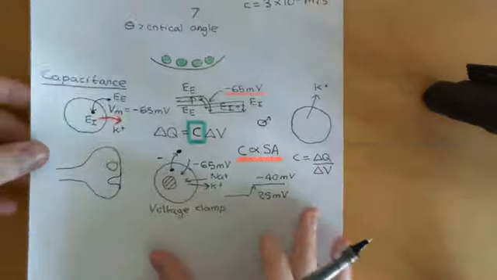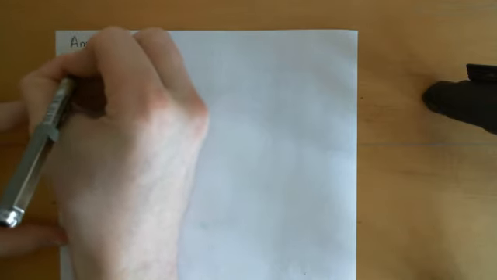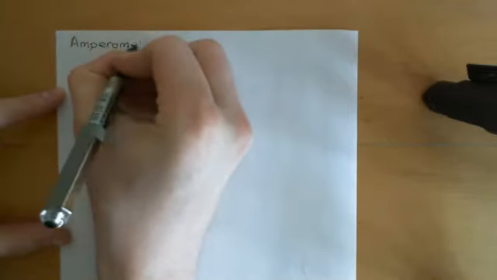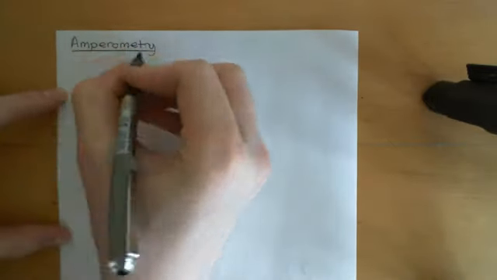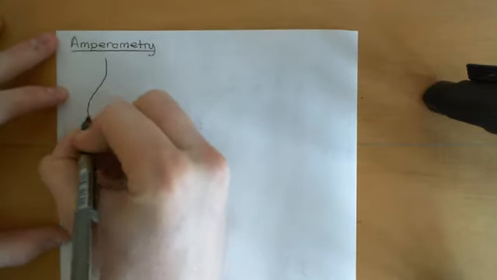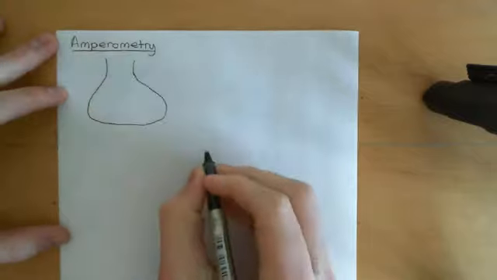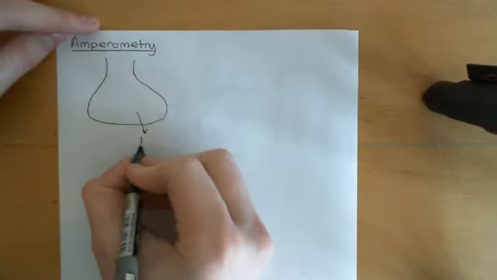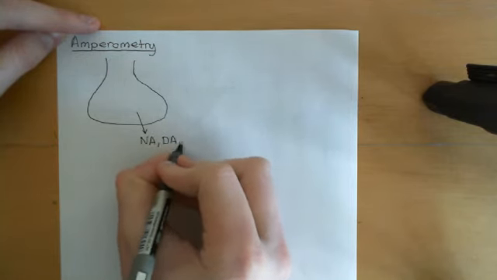Okay, right, next up, the final technique that I want to discuss is a technique known as amperometry. This basically is a way that you can measure the amount of neurotransmitter that has been released from an axon terminal. So let me draw the axon terminal here. This works with certain neurotransmitters, the catecholamines basically: noradrenaline, dopamine, and adrenaline.